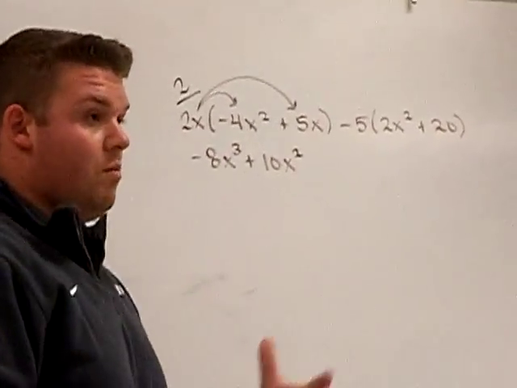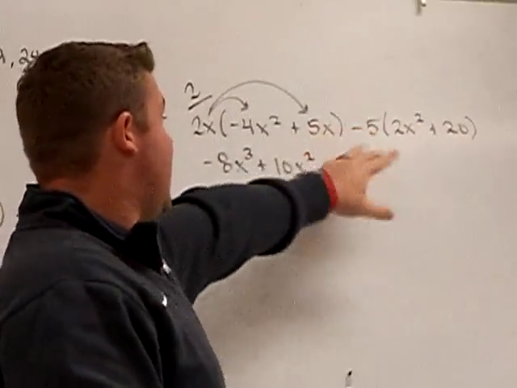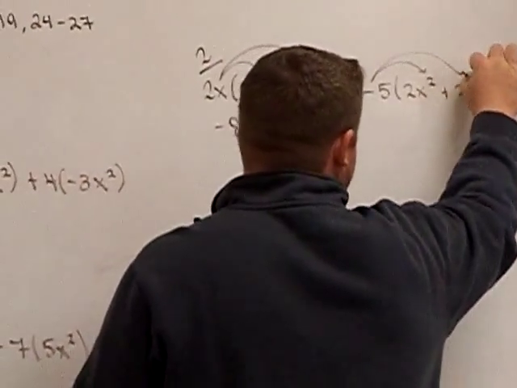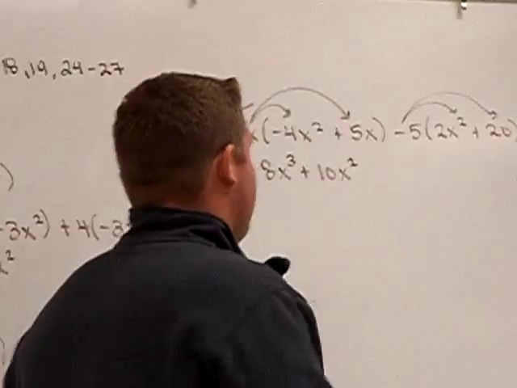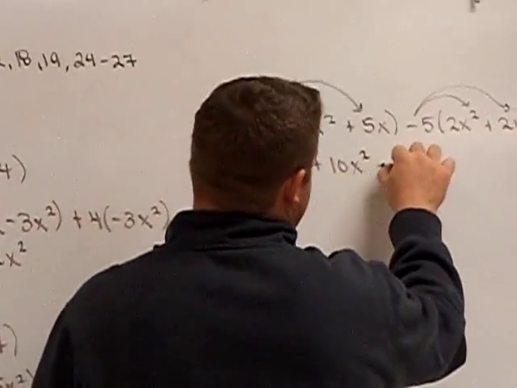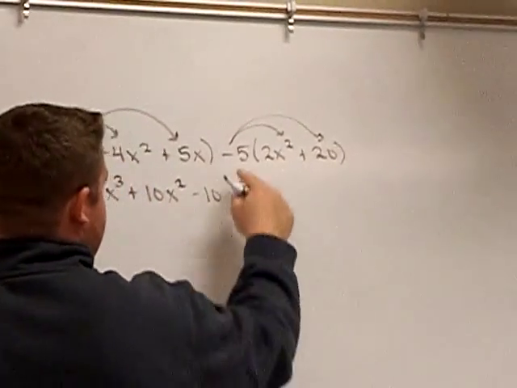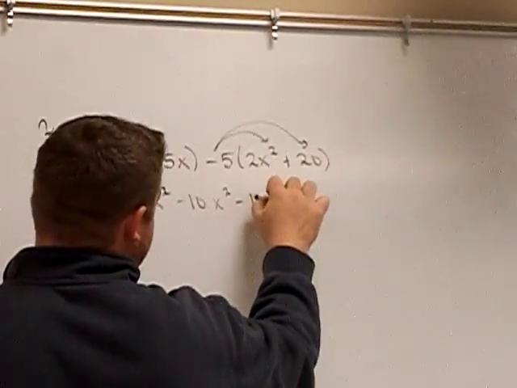All right, now what do we do now? Well, you take this negative 5 that's over here, and you distribute it to the terms inside this binomial over here. The same thing. So negative 5 times 2x is negative 10x, and there's no variable, so this just stays x squared. And then negative 5 times 20 is just negative 100.